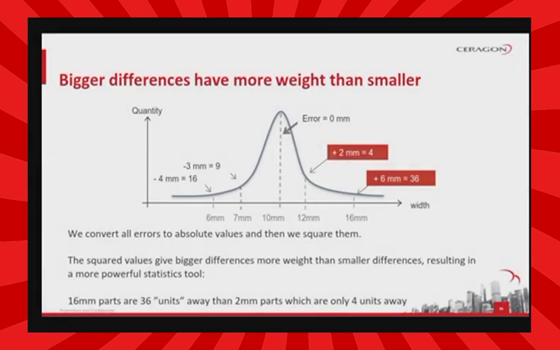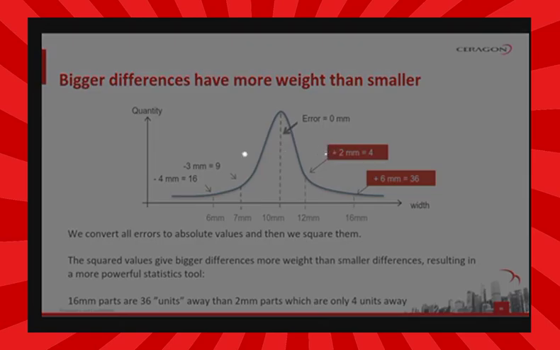We convert all errors to absolute values and then we square them. The squared values give bigger differences more weight than smaller differences, resulting in a more powerful statistics tool. As an example, 16 mm parts are 36 units away, compared to 2 mm parts which are only 4 units away.